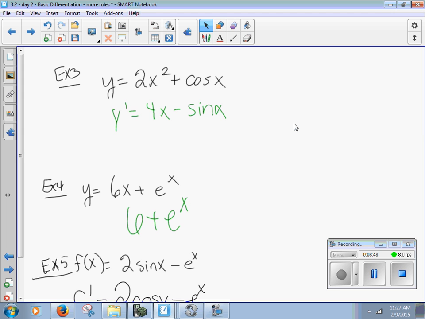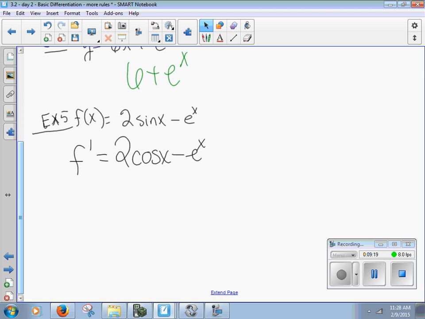Hey, look up here. Listen. Jacob Alderman, how about example 3? Is it right? How many of you have 4x minus sine of x? High five in the air. How about 4? Bethany has 6 plus e to the x. Is she right? Yes. How many of you had it? High five. What about example 5? Bianca, you had this one, right? She's got 2 cosine x minus e to the x. Is she right? Yes. How many of you had it? High five. Out of everybody.